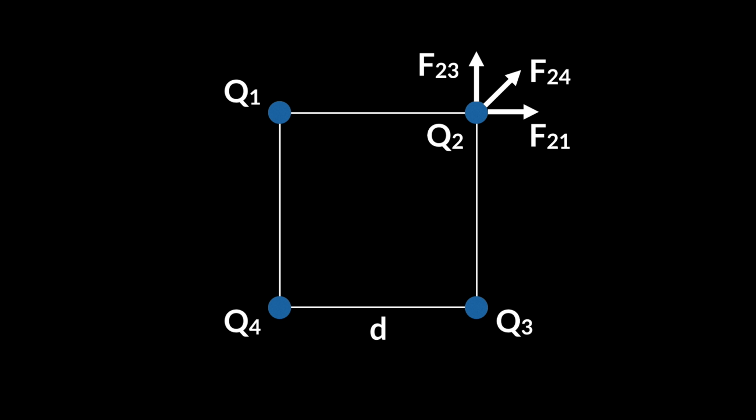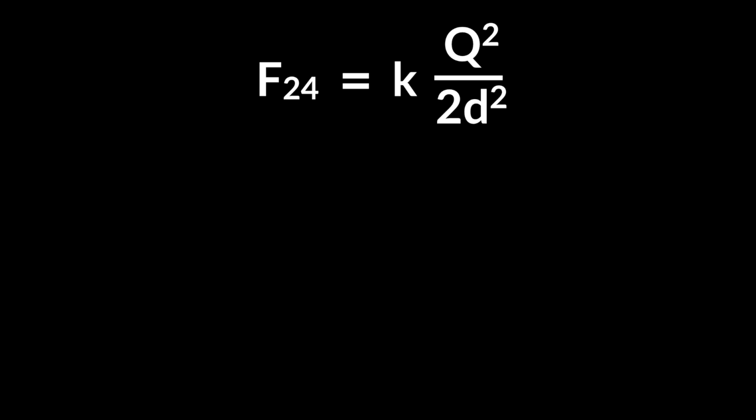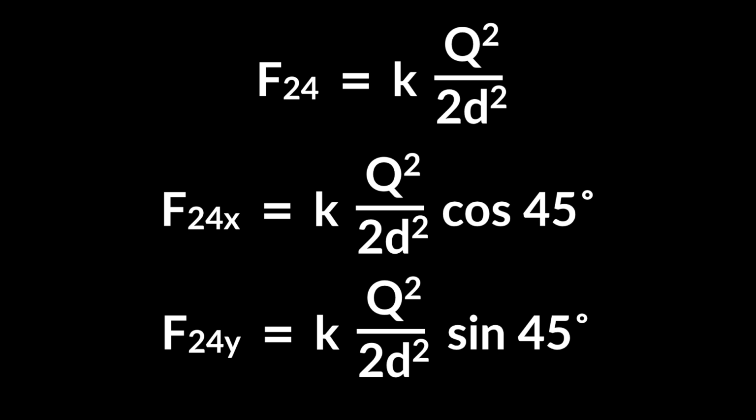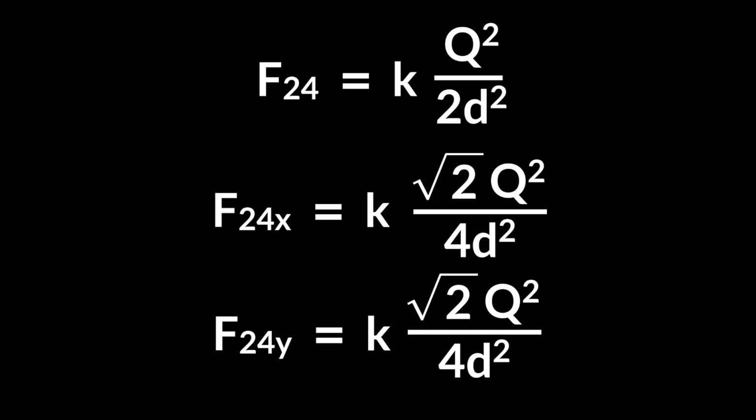The last vector is the diagonal one, F4, but remember that the distance here is actually not d, because the length of the diagonal of the square is √2 times d by the Pythagorean theorem. So when we calculate this vector, we actually have to use √2d as the distance, and that squared is 2d squared. Again, the same thing as before, except this time the angle is 45 degrees because it's diagonal, and cosine and sine of 45 degrees are √2 over 2, and when we substitute that in, we get each of these is equal to k times √2q squared over 4d squared.